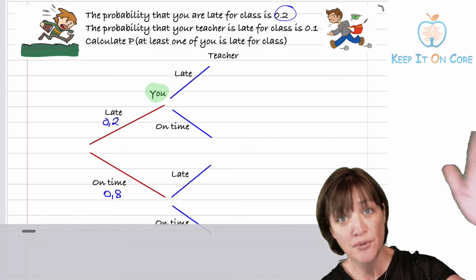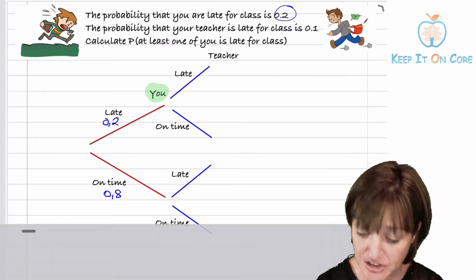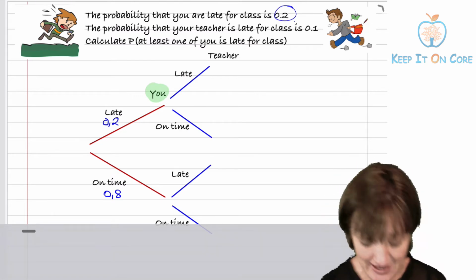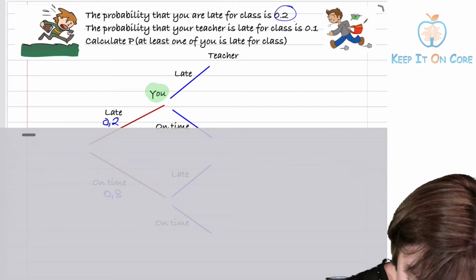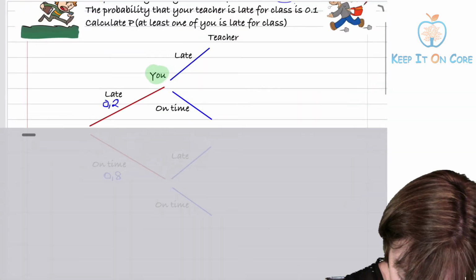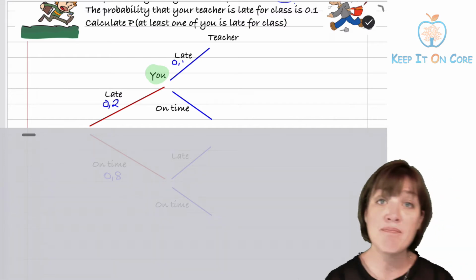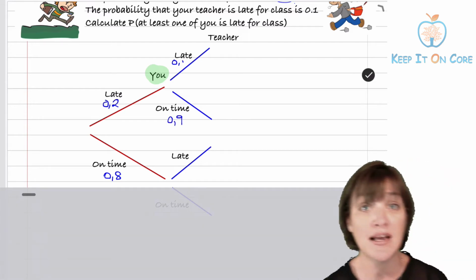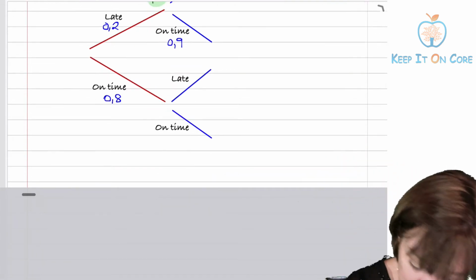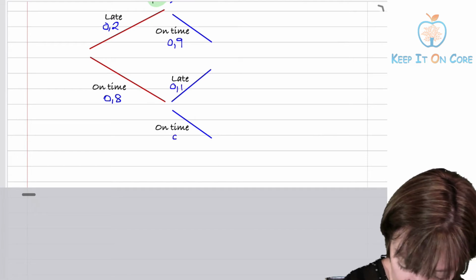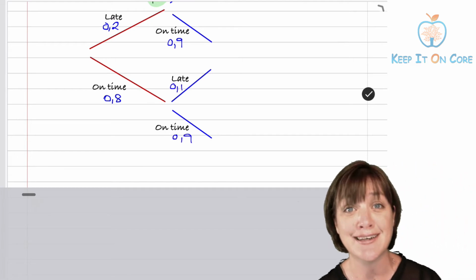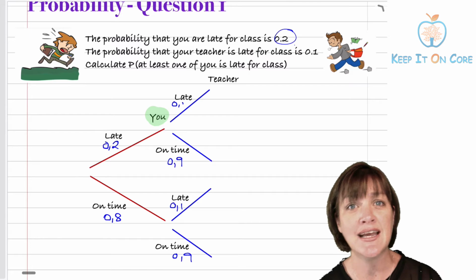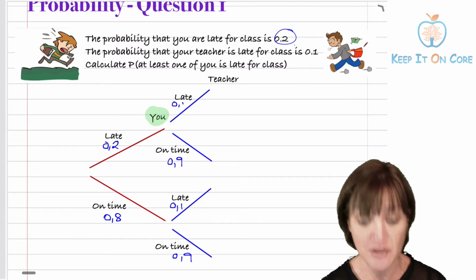Then the next branches of your tree diagram is what's happening to your teacher. In the case of your teacher, there's a 0.1 chance of your teacher being late, so we're going to say 0.1 for your teacher being late. And the balance of that, 1 whole take away 0.1, is going to leave you with 0.9 of her being on time. And same over here, the option of her being late was 0.1 and 0.9 being on time. So before we actually answer the question that was being asked, let's just look through all the different options here and the probabilities of the different scenarios occurring.